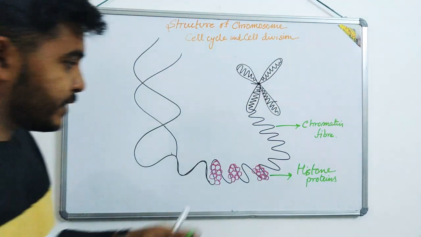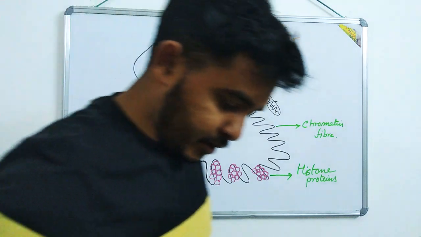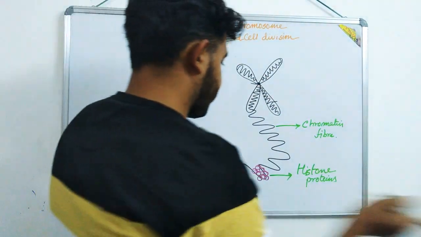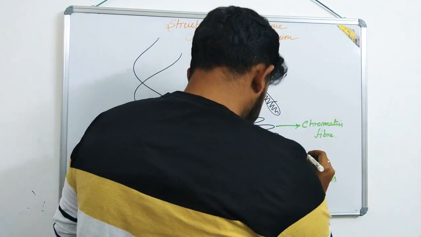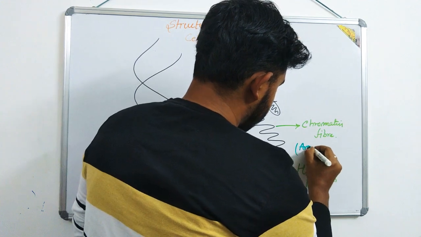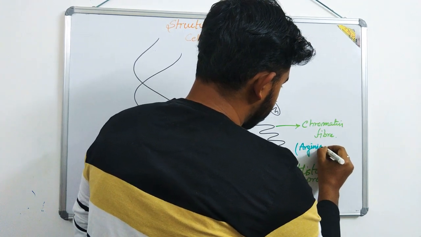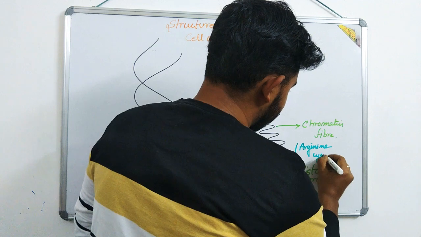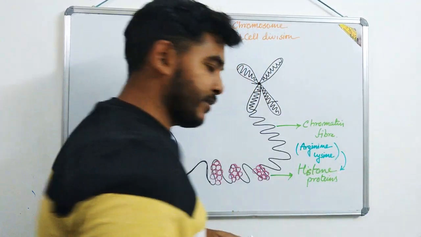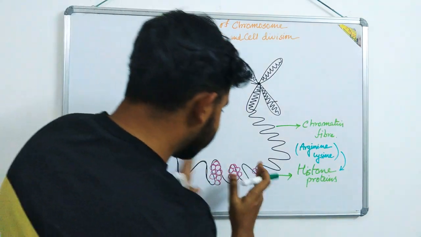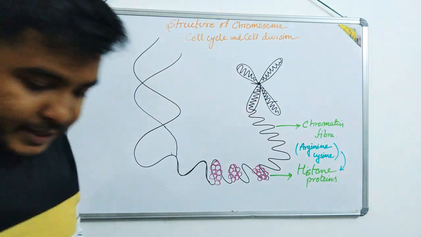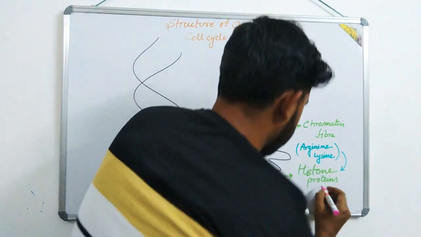What are histone proteins? Though it's totally out of your syllabus, still it's good to know. There are some amino acids called arginine and lysine. These are arginine and lysine rich proteins. And in this case, these histone proteins are called histone octamer.